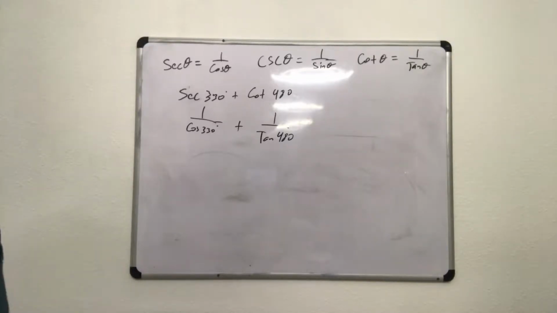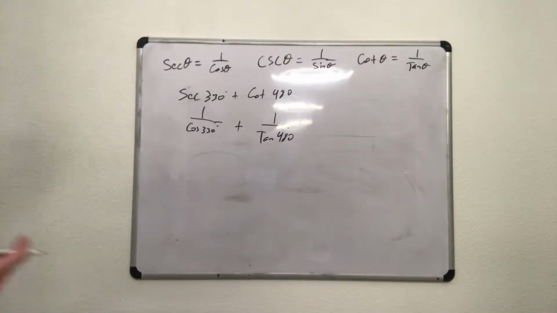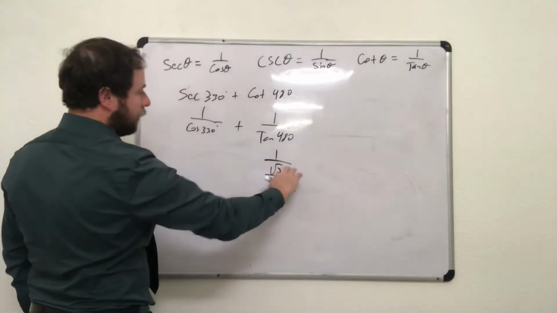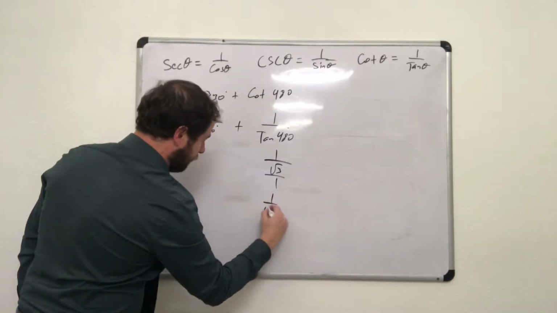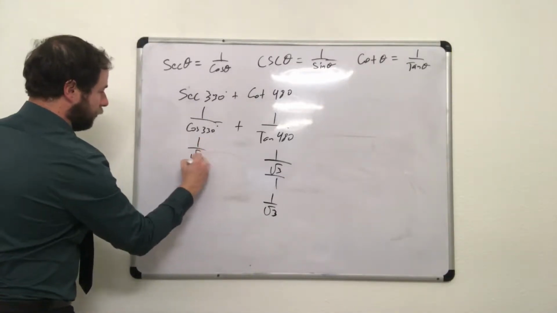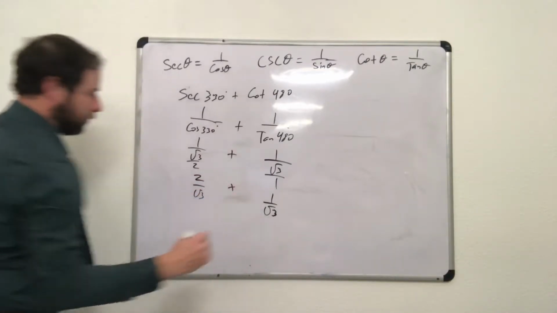So the tangent of 480 is going to be root 3 over 1, which when you flip it and bring it to the top, it becomes 1 over root 3. Same thing here. This is root 3 over 2. When you flip it and bring it to the top, it becomes 2 over root 3.